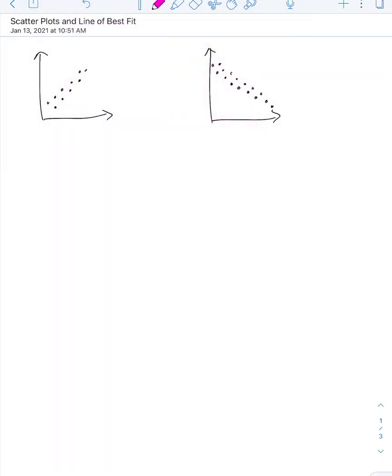And we are actually going to write the equation. We want to try to get a line as close to all the points as possible. And then we're going to write the equation of that line to help us make predictions about that relationship. And same thing over here. You want your line to be as close to the middle of all those points as possible.